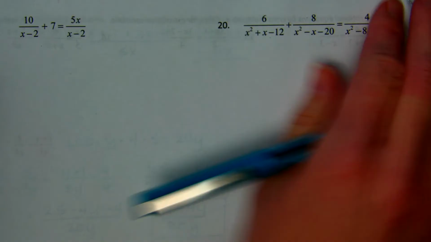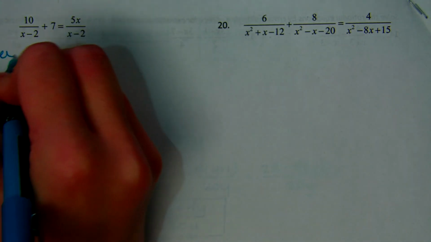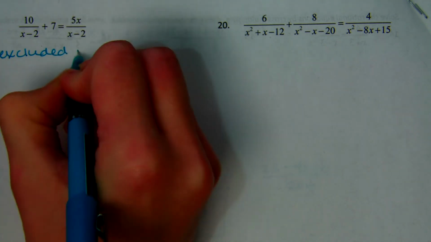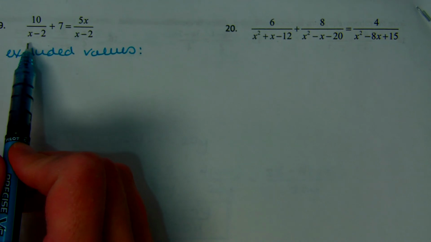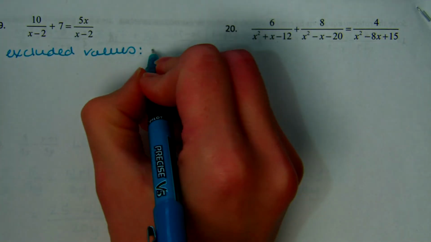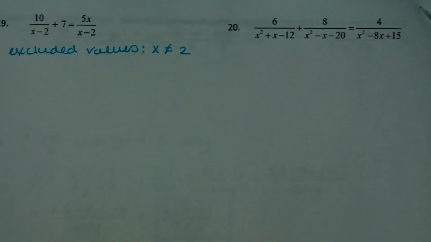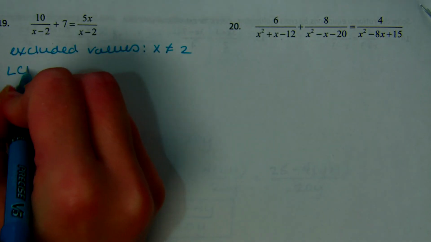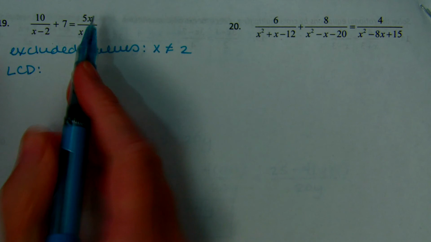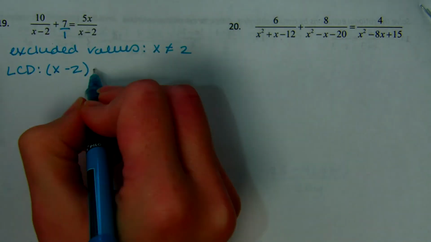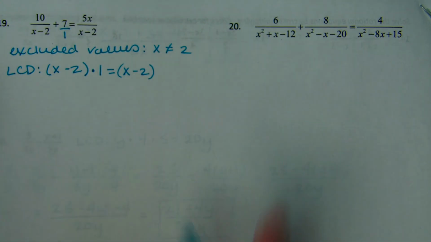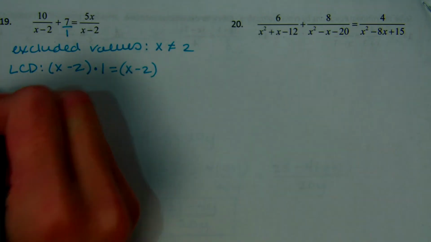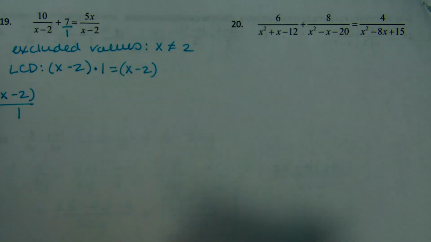All right, y'all. So here, first, it's an equation, so I need to talk about excluded values. So what would make either of these denominators 0? And the answer is 2. So x cannot equal positive 2. And then our LCD. What's in the bottom of these fractions? There's an x minus 2. This 7 has a 1 underneath, so we could say times 1, but at the end of the day, that's just x minus 2 still. So that's our LCD. And so we're going to multiply through by x minus 2.